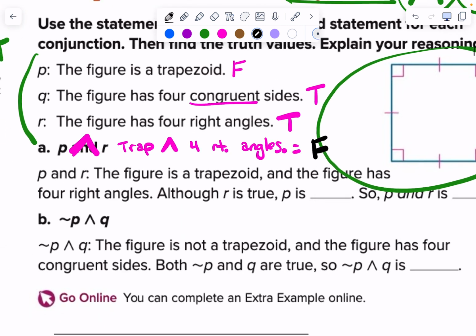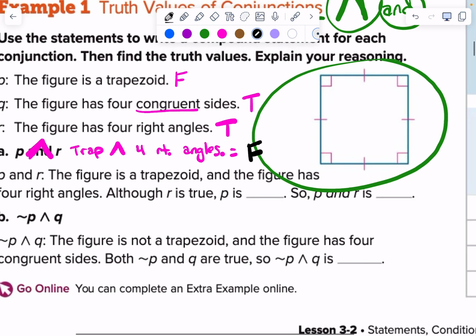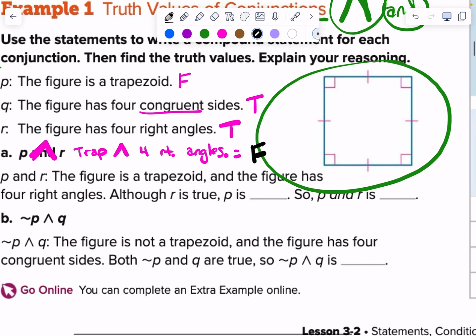Isn't a square a trapezoid though? No. It's the definition. A trapezoid has only 1 set of parallel sides, not 2. Yep. We'll get to that in like chapter 6.